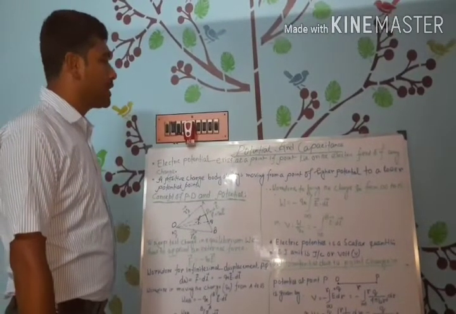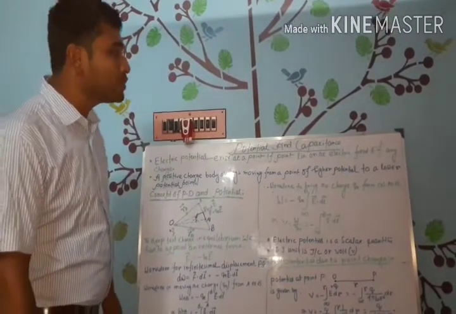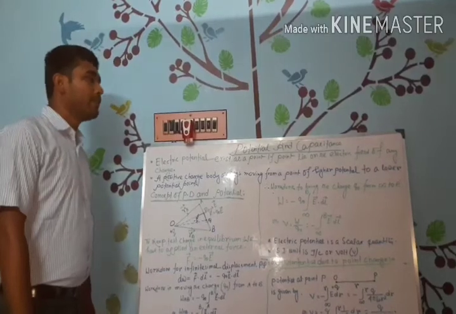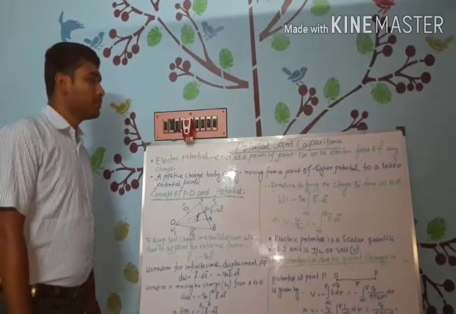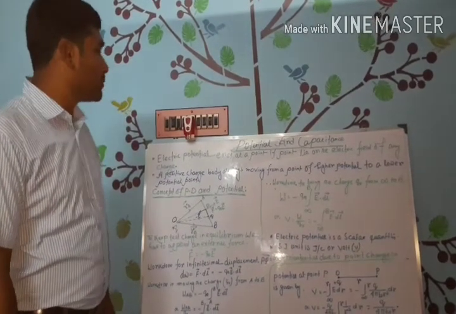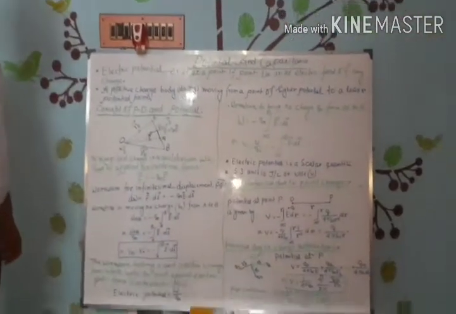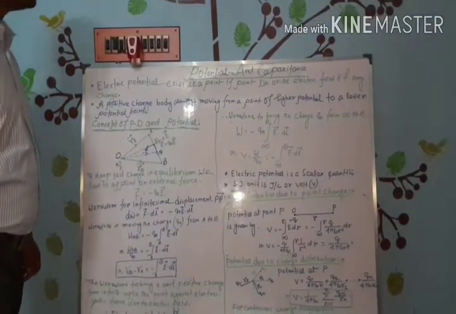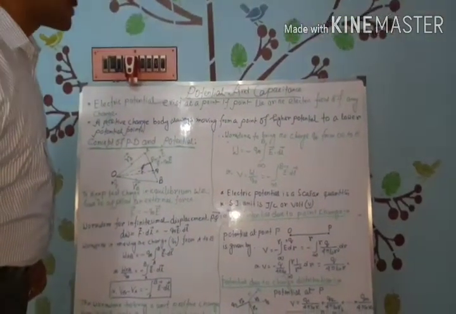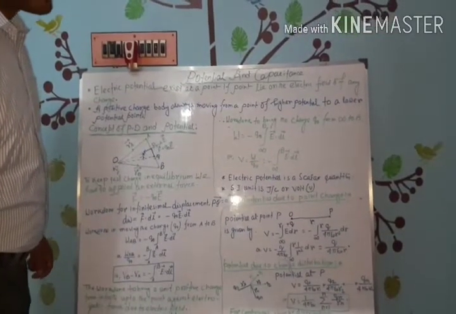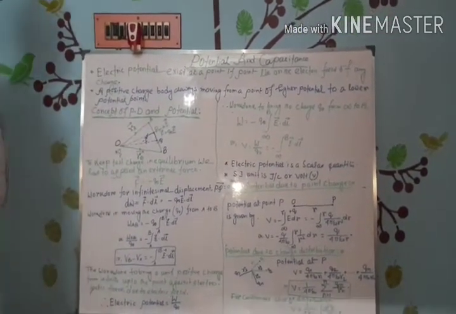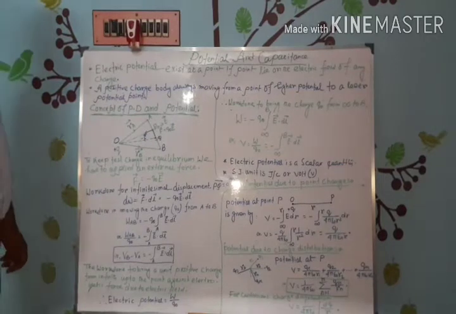The first chapter, electric charge and potential, we already completed with lots of numerical problems in the school. Today I start the second chapter, electric potential and capacitance. So first we discuss electric potential.